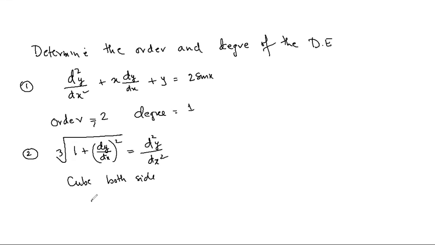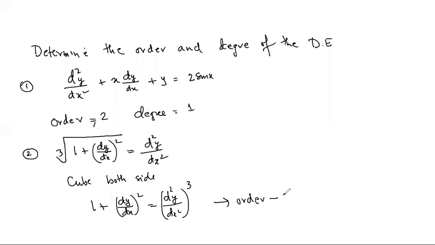So 1 plus dy by dx the whole square is d square y by dx square the whole cube. Now tell me what is the order? How many times y is differentiated in the equation? 2 times. What is the degree? 3. See, order is 2 and degree is 3.